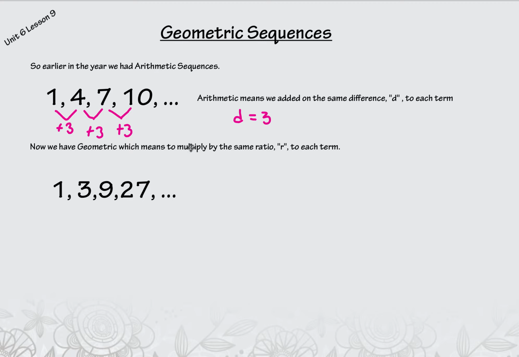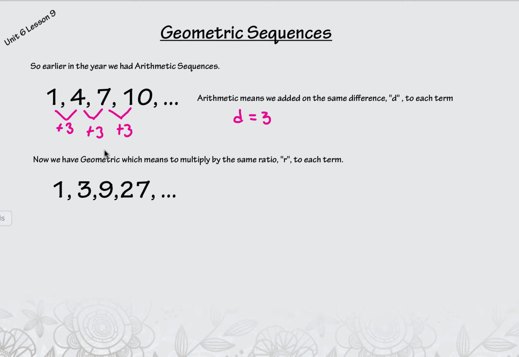Well, now for a geometric, it's the same thing, except it means to multiply. And we multiply by the same ratio. Because really, if you remember, ratio means to divide. So in other words, what did I divide 3 by to get to 1? Oh, I divided by 3. What did I divide 9 by to get to 3? 3. What did I divide 27 by to get to 9? 3. So you can look at this either way.